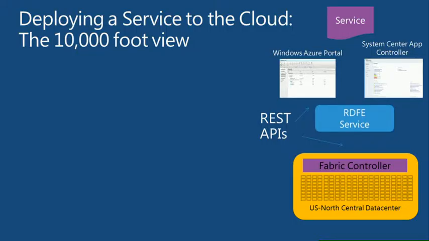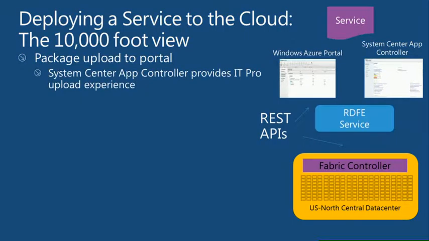When you go to the portal, or when you go to deploy a service, there's a few ways you can do it. And this slide kind of shows you the flow of those ways. You take your service, one way is through the portal, another way is through App Controller, like you saw me do the other day. Another way is through PowerShell. Now this is the flow.